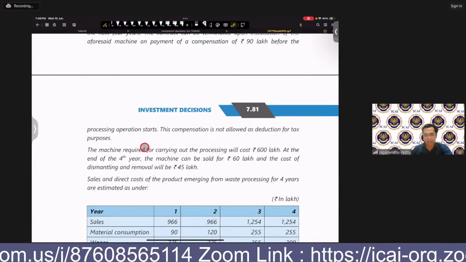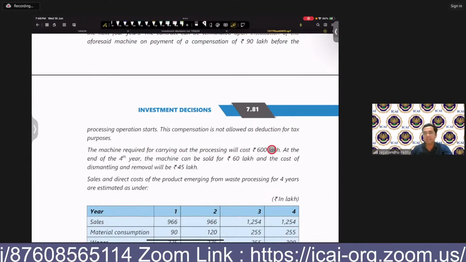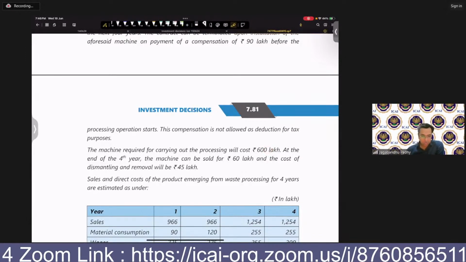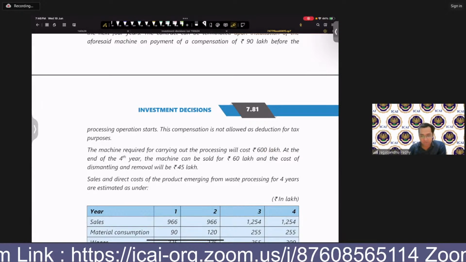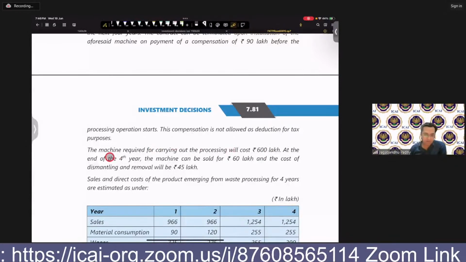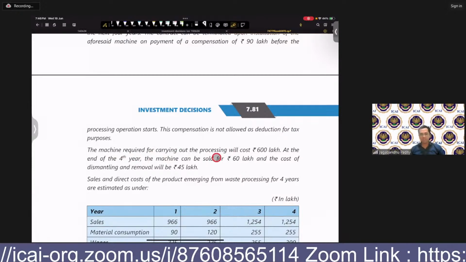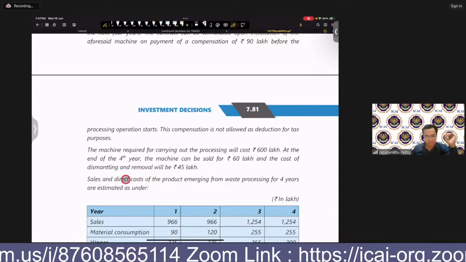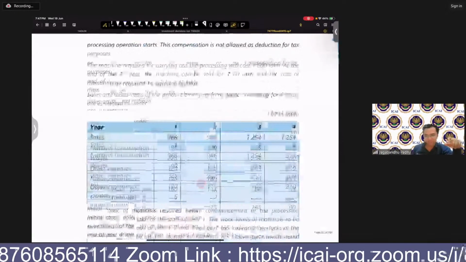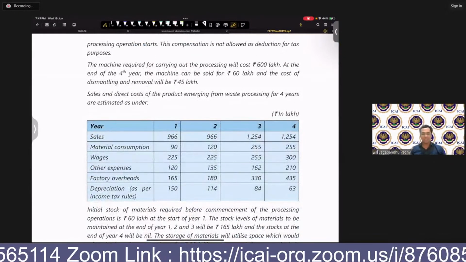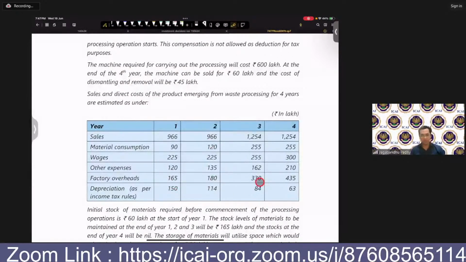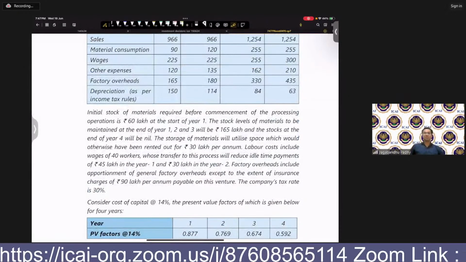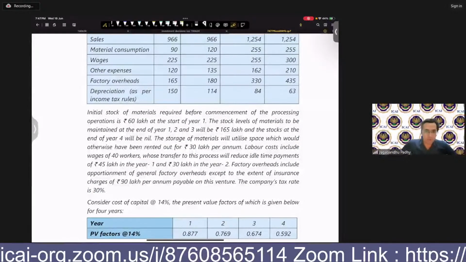The machine required for carrying out the processing will cost 600 lakhs. So we are going to buy this machine for a cost of 600 lakhs, and at the end of 4th year, the machine can be sold for 60 lakhs, and the cost of dismantling and removal will be 45 lakhs. Then the sales and direct costs of the product emerging from the waste processing. So for the waste that we are going to process, what are the sales and other costs involved? That's given over here, and all other details have been given.